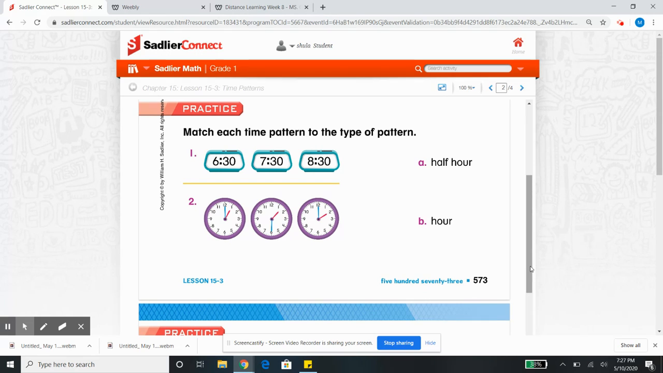Match each time pattern to the type of pattern. Now, what I don't want you to do, and I know it's easy to do this, is say, oh, I see 30. That means 30 minutes here. This must be that it's going by the half hour. No, it's not. So please don't try to rush through this.